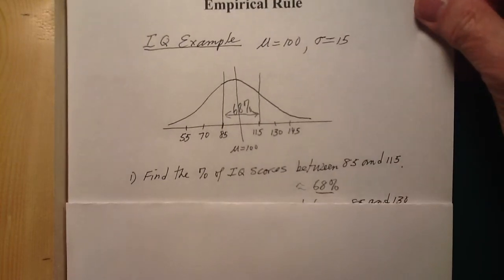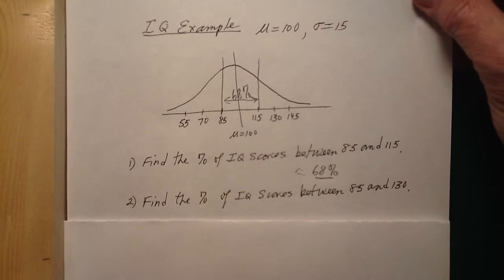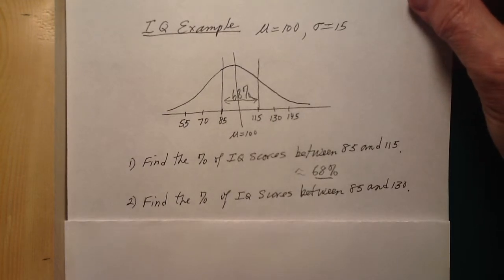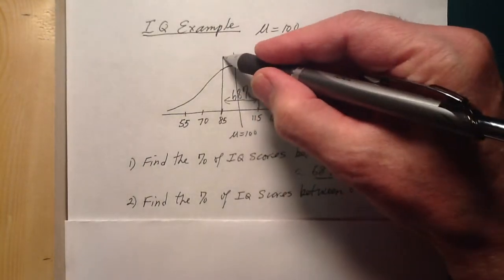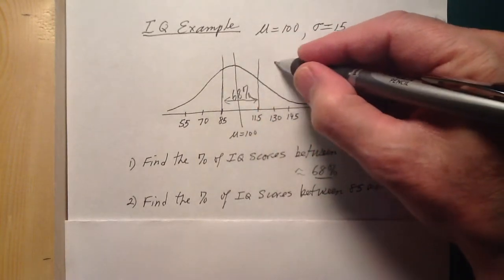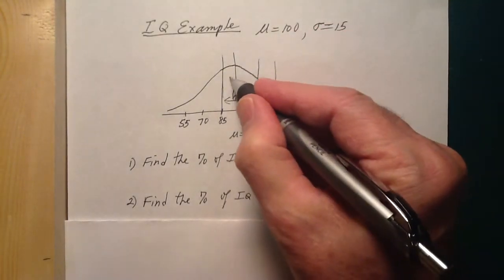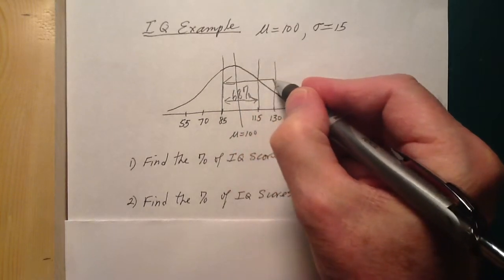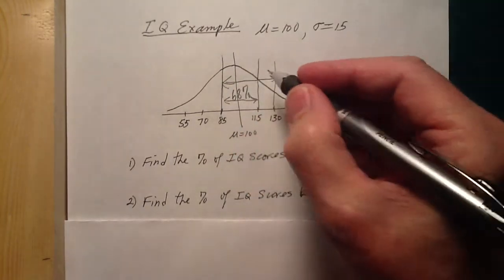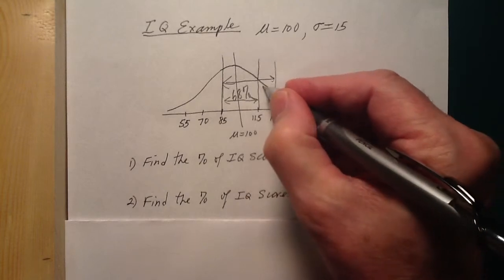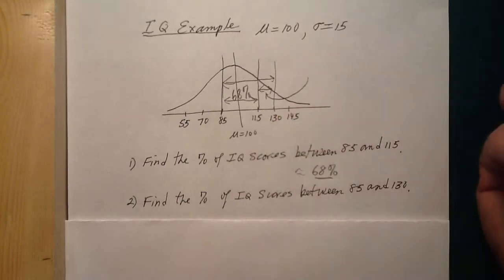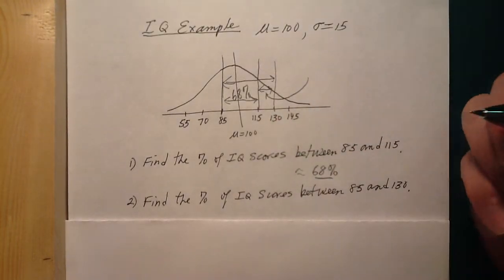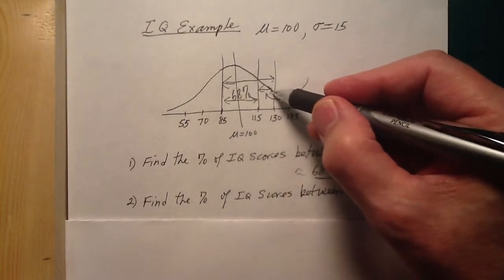Now, the second question is this: find the percent of the IQ scores between 85 and 130. So, on our diagram, we already have a line at 85. Let's draw one at 130. And here we notice that this interval includes the 68%, plus it also includes the percent of the data values that would fall in here. So our answer here is going to be 68% plus whatever this is.